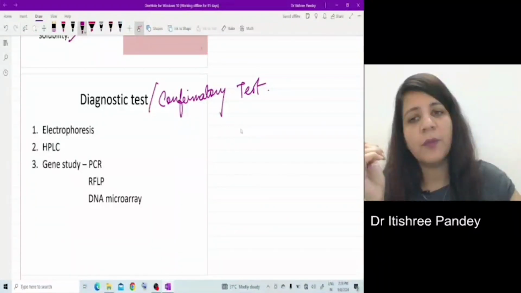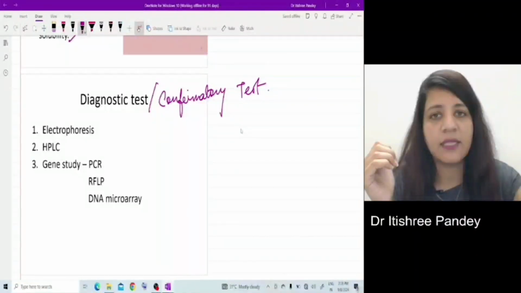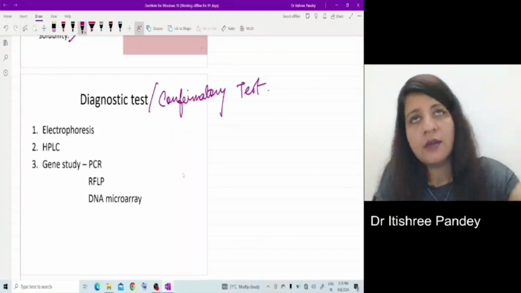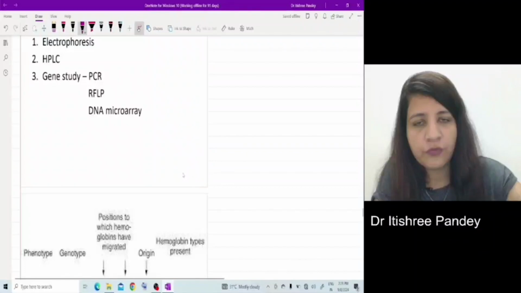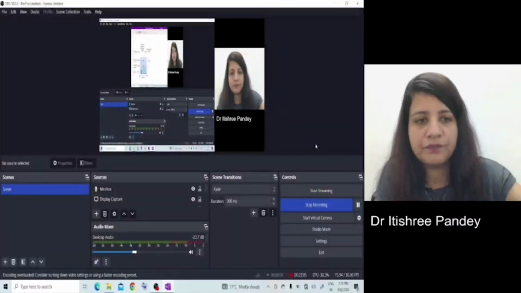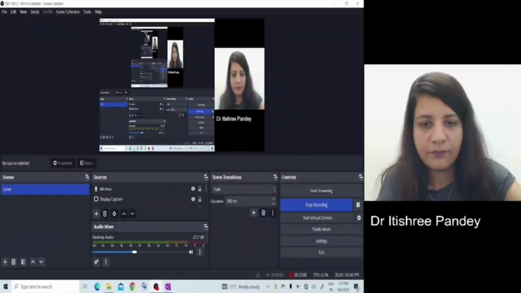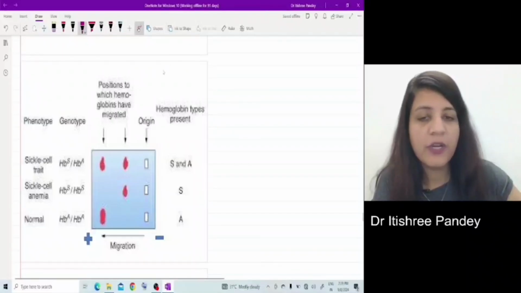The confirmatory tests are electrophoresis, HPLC, gene studies like PCR, RFLP (restriction fragment length polymorphism), and DNA microarray. So the most common is electrophoresis, whereas for confirmation we have HPLC. So what is electrophoresis? As the name suggests, electrophoresis means there is movement of proteins.